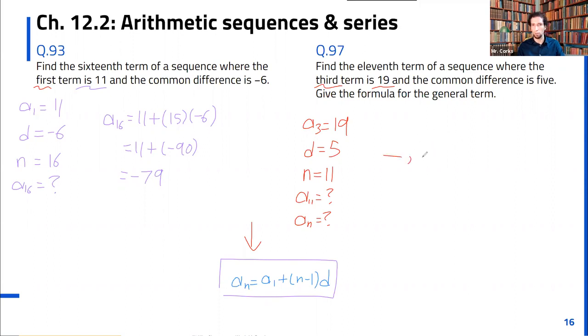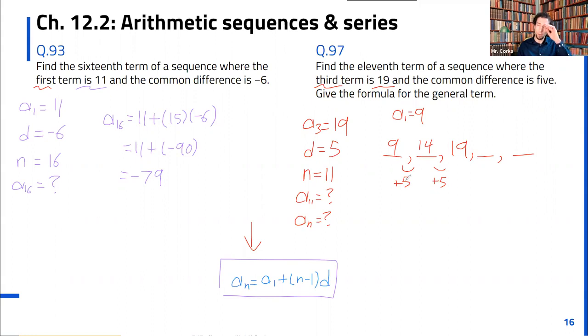So something, 19, something. But we know that the d value is 5, so each time we're doing +5, +5. We can just undo that operation. So -5 would give us 14, -5 again would give us 9. So that's one way of thinking about it. So 9, that's A1. A1 is equal to 9.